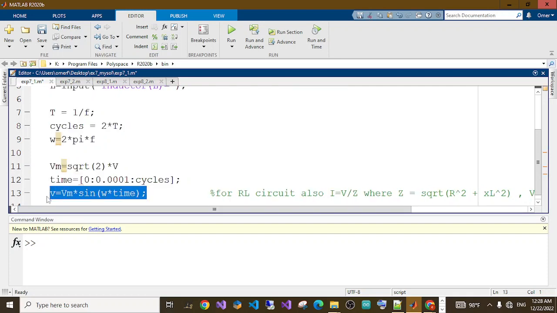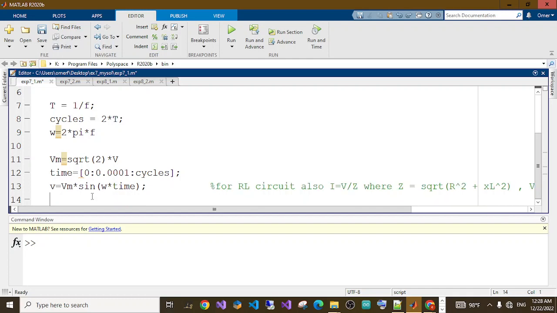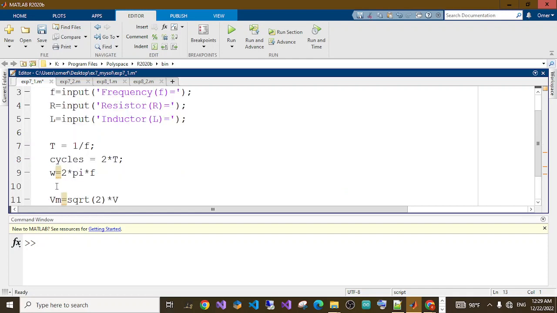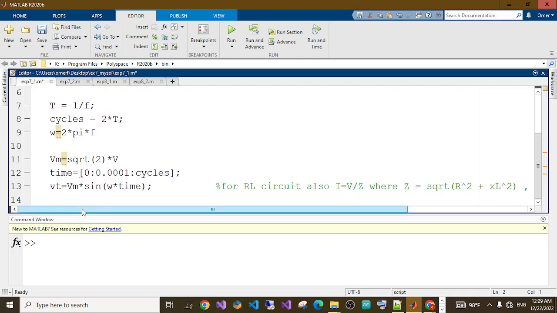This equation, V is equal to Vm times sine omega t. Omega t is within the bracket. So you multiply by sine of omega t, you get V. This is Vt, the voltage over time. We could just say Vt, to differentiate it from the capital V. Actually, small v would be ambiguous, so we use Vt.